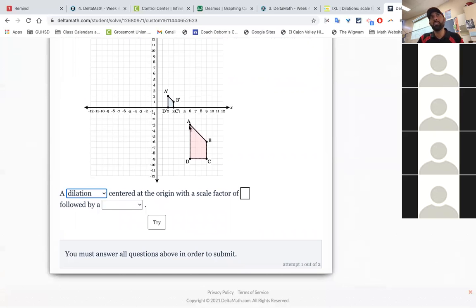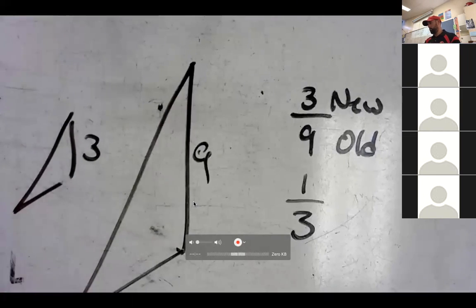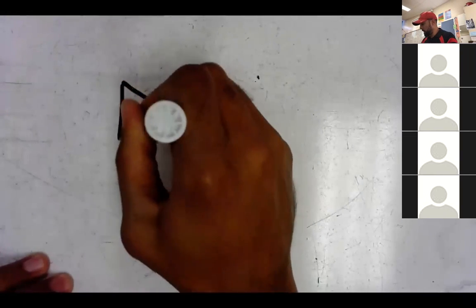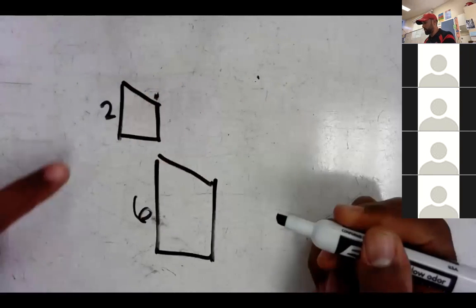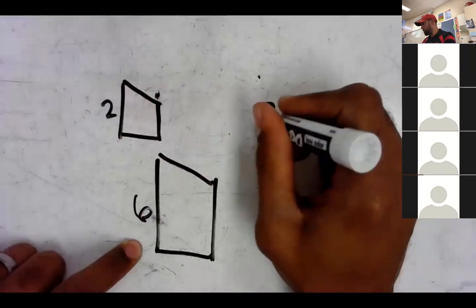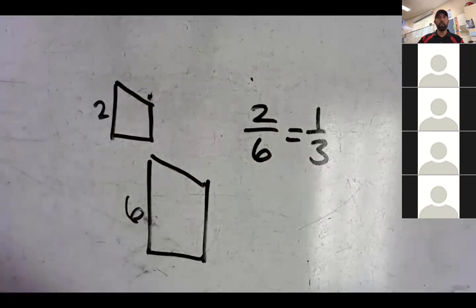So the dilation that we're gonna do is we're gonna focus on the old shape and the new shape. So first let's figure out that scale factor. Remember, we take the new divided by the old. The new one is 2, the old one is 6. So this little shape looks like that, the new shape looks like that. This is 2, this is 6. New divided by old is 1 over 3. So that's our scale factor.